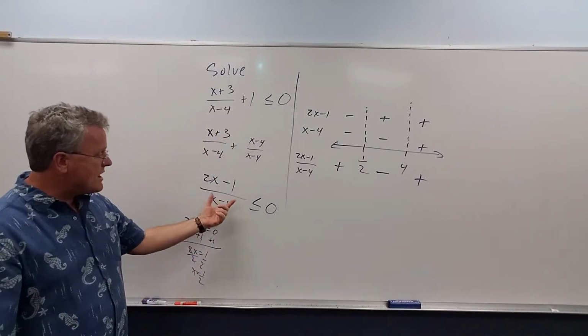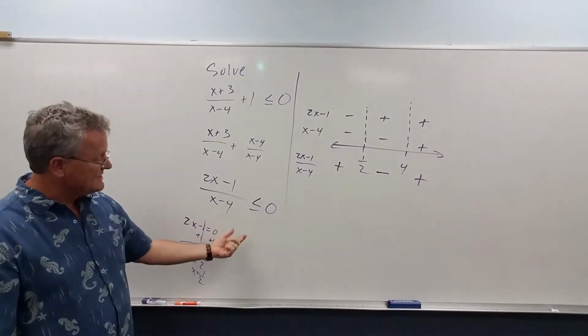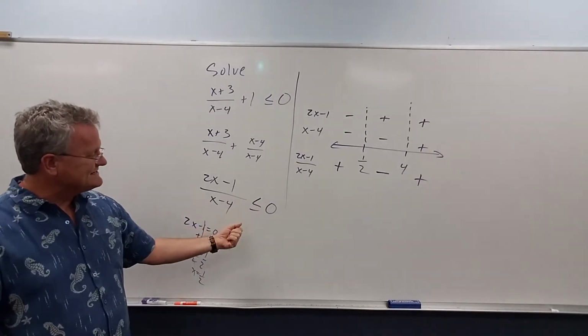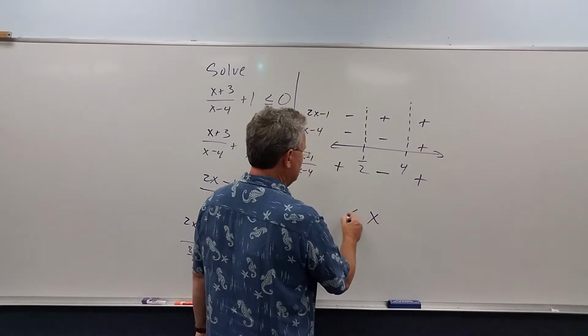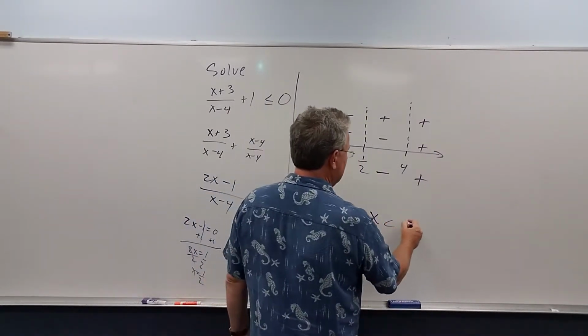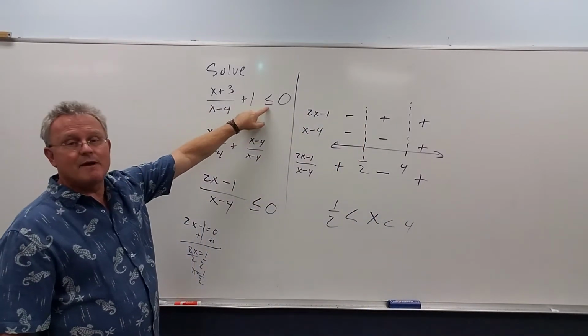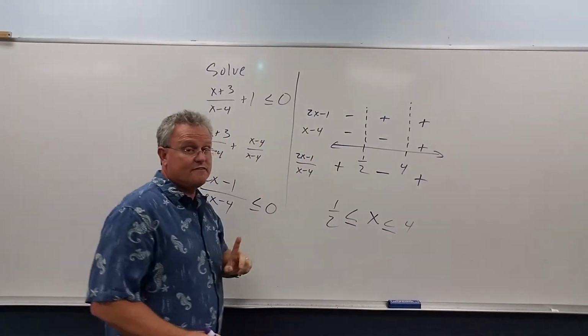So now we want to know when our fraction, our rational expression, is negative, less than 0. Less than 0 is negative. When is it negative? Between 1/2 and 4. Now, the original problem has an equal, so we usually put an equal here, but there's one thing you've got to check.